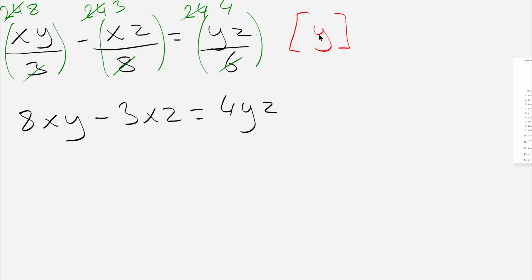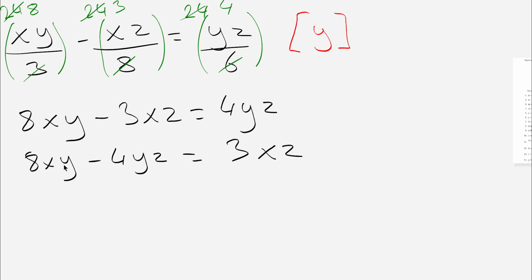Now, I need to solve for y. So every term with a y in it needs to be on the left-hand side. This term has a y in it, and this term has a y in it. So both of these terms need to be on the left, and the minus 3xz, I can add that to the right. So continuing on here, I have 8xy minus 4yz equals 3xz.